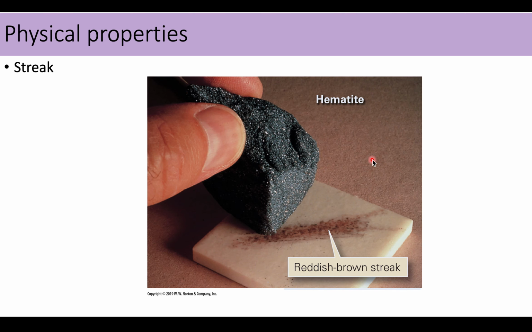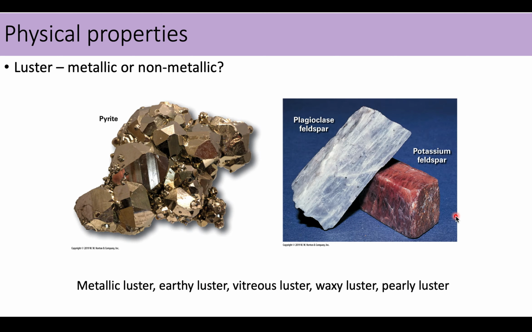And then we also have what we call streak. Streak is when you rub the mineral along a streak plate here, which is white, and you see what color the mineral leaves behind. Hematite, for example, is a dark black mineral, but it leaves a reddish-brown streak. Some minerals leave a streak the same color as the mineral. Some are very different, like this one, for example. But you wouldn't know until you actually scratch it on a streak plate.